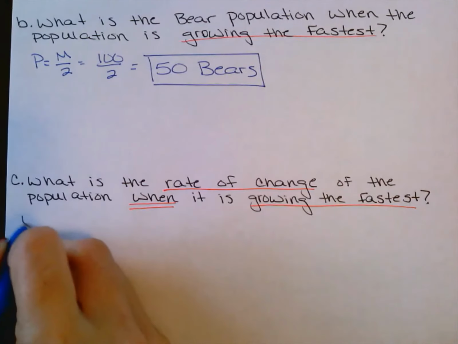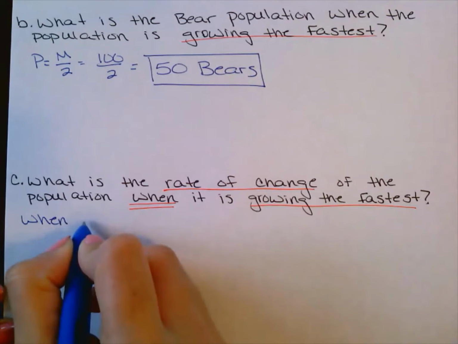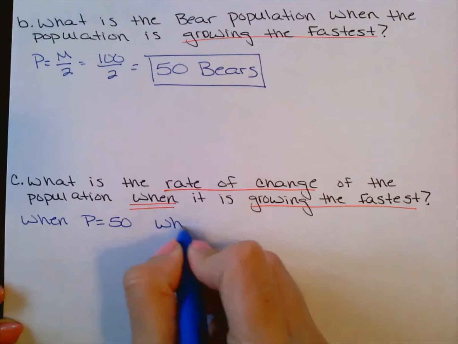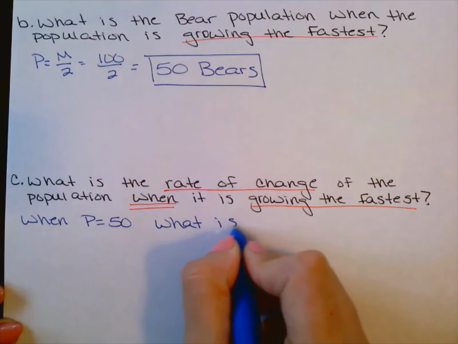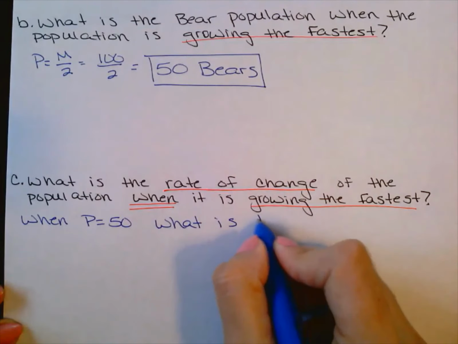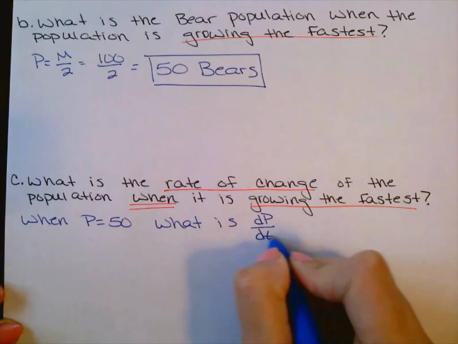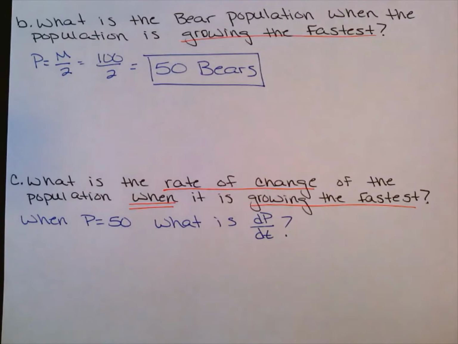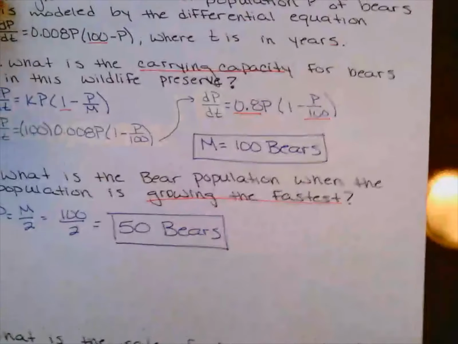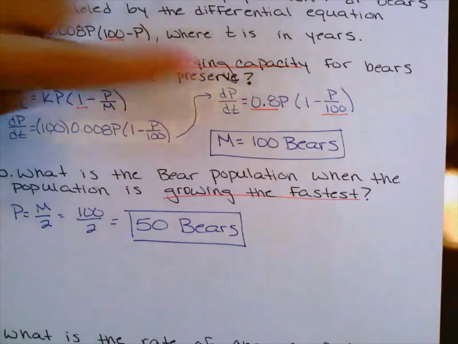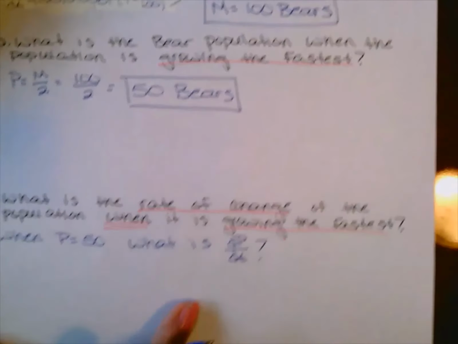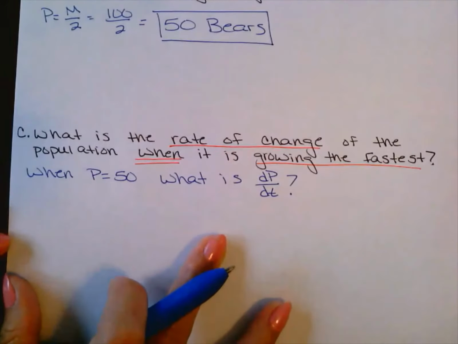So they're telling you that when P, my population, is 50, what is the rate of change? So what is that dP/dt? This is what they're really asking. So again, the interpretation of the question is the hardest part. So now you just plug that in. In our first question, we had cleaned up my dP/dt. You can use that one, or you can use the original one that they gave you. Either one works.